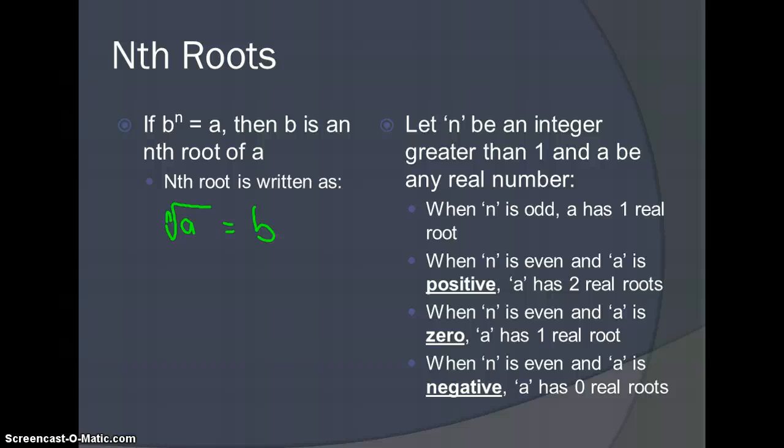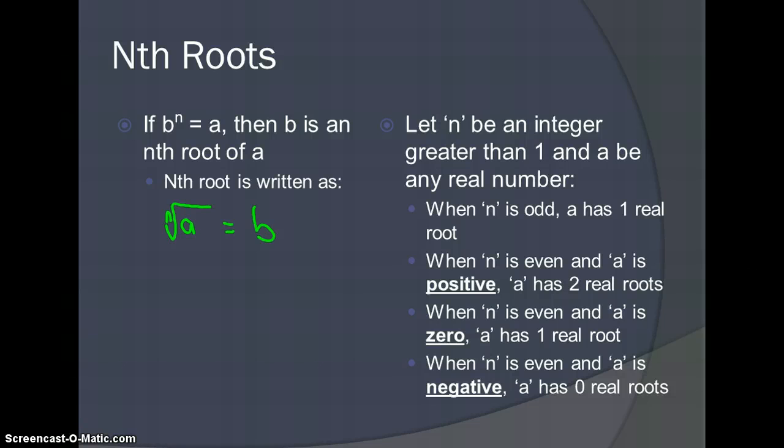So if we look at the right there, a little bit of a description of what's going to happen and how many roots we're going to have. For n being any integer greater than 1, and a being any real number, if n is odd, a will have one real root. That comes from the fact that we can have positive and negative odd roots, as opposed to evens where we can only have positive. So if we look at when n is even and a is positive, a is going to have two real roots.